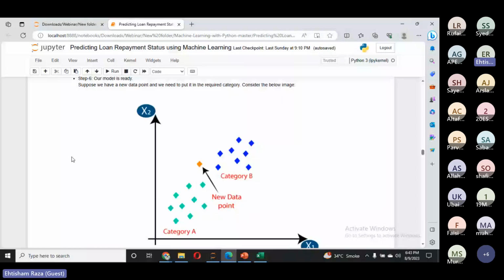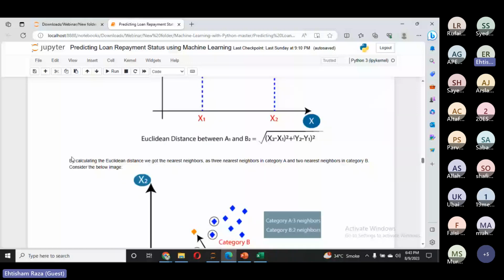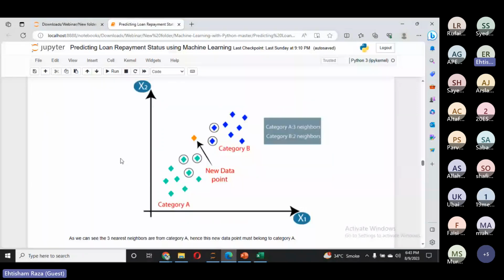It basically calculates the difference based on the Euclidean distance. If you see this new data point, there are three neighbors near to it from one class and two from the other. As you can see, three neighbors are more than two, so it's going to classify into that class. So the output will be class A, and this new data point will be placed into class A.